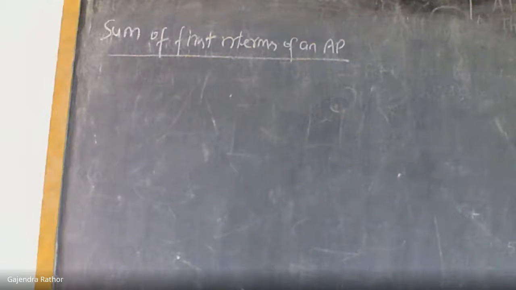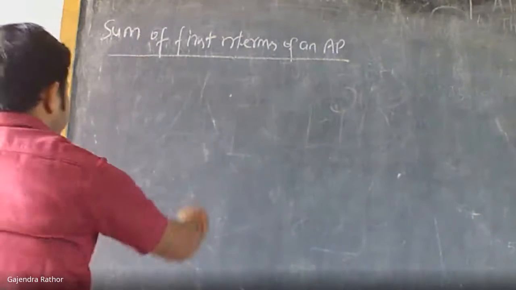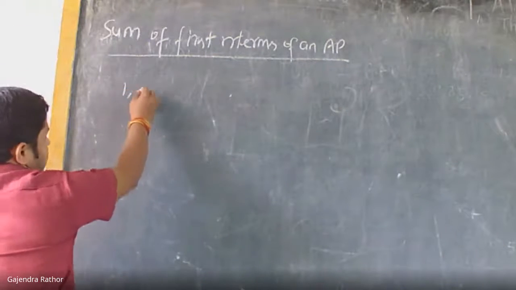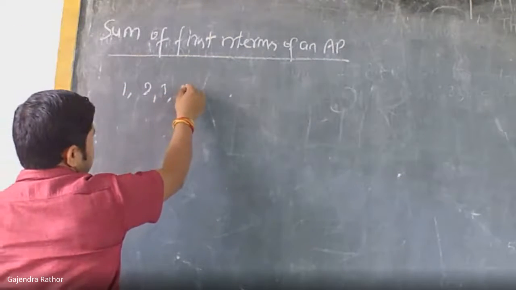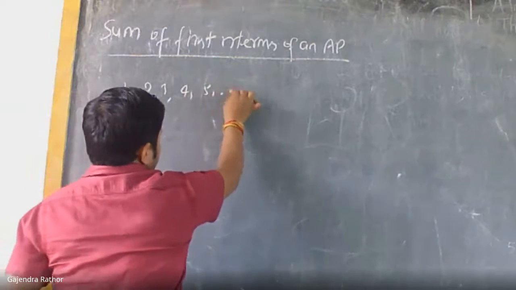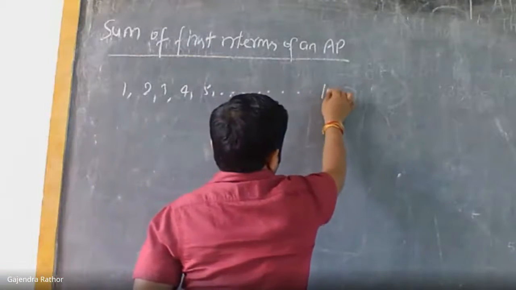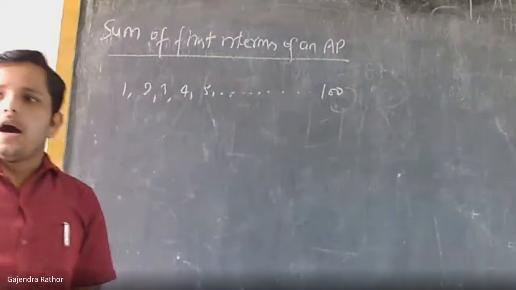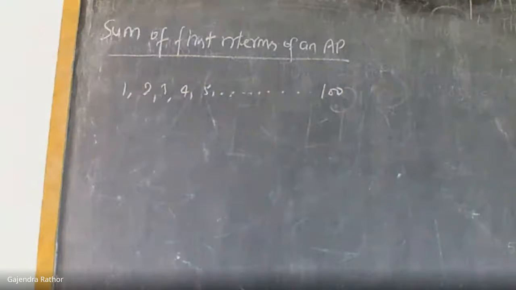Okay, will anybody reply to my question? Can anybody find the sum of numbers from 1 to 100 without using the formula or any calculator? Anybody? Okay, now let's see how we can find it. Write numbers from 1 to 100 like this. Okay, I wrote numbers from 1 to 100.